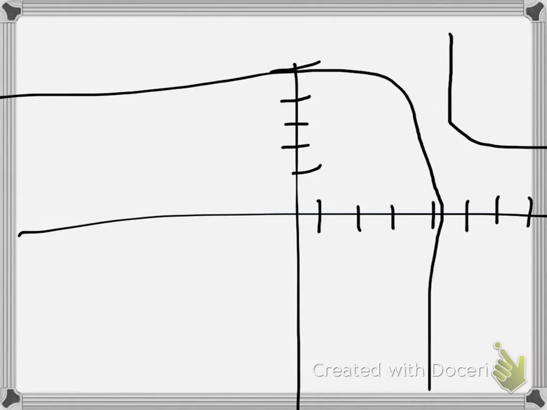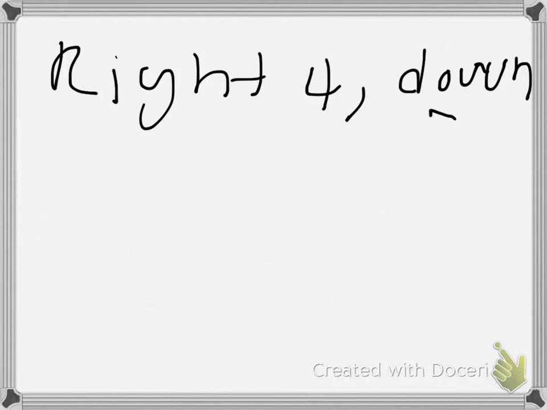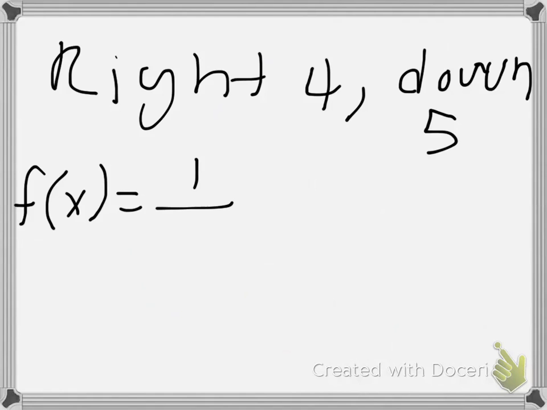Now our problem has changed. Now we have to find our transformation that has been given to us, which is right 4, down 5. Now, our problem was f of x equals 1 over x minus 4 plus 5.